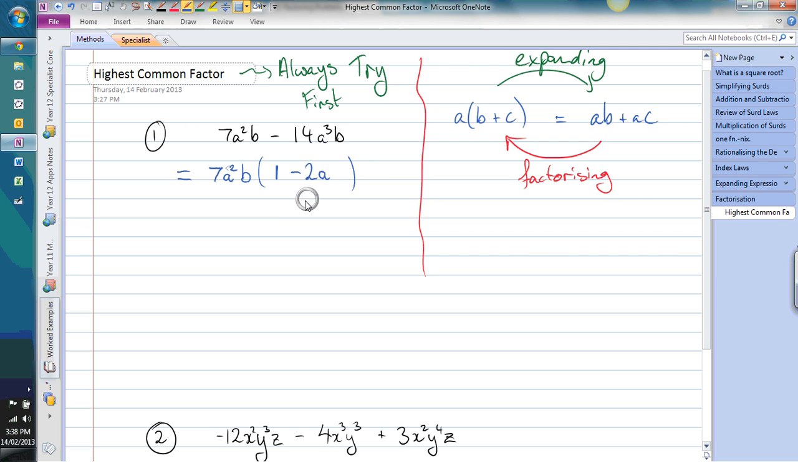And we can check that we're doing it right. So I'll just put a tick here because that's the correct answer. We can check that we're right if we wanted by doing the expansion again. 7a squared b times 1 would be 7a squared b. 7a squared b times negative 2a would be negative 14a cubed b. And hey, look, that's what we started with. So we know that we've done it right.